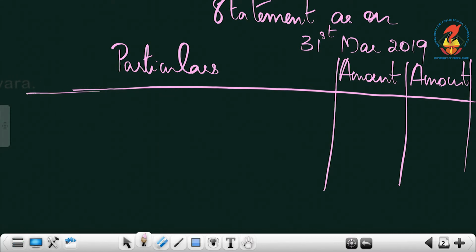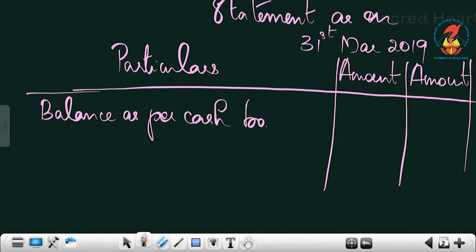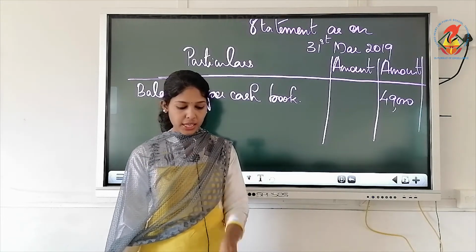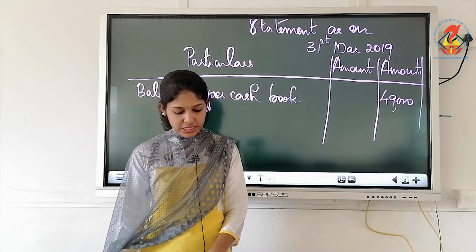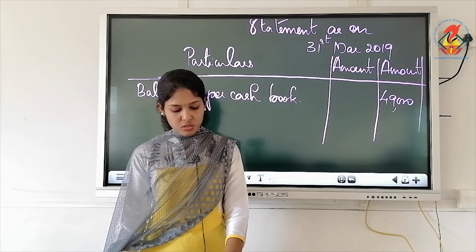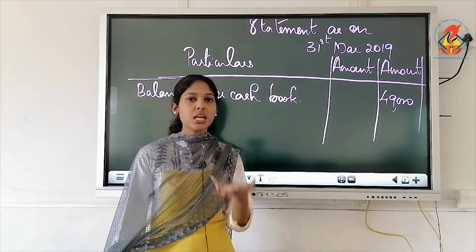And now we are starting with balance as per cash book. The amount here is 49,000, which you can write in the outer column. Now, we will see what are the items to be added and deducted. The first one, checks of Shyam 9,000 and of Mohan 15,000 deposited in the bank but were not collected up to 31st March. Checks deposited, not collected.